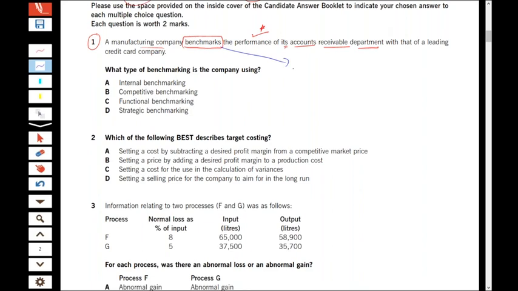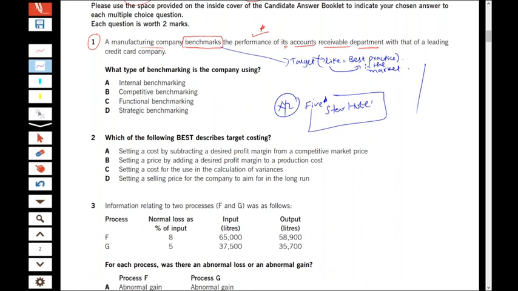What exactly is benchmarking? A benchmark is basically the target, like your best practice in the market. For example, let's say there is XYZ, a 5-star hotel. And you are a person who is also planning to enter the 5-star hotel business, and you make this hotel a benchmark, a target, so that my performance should be like XYZ 5-star hotel.